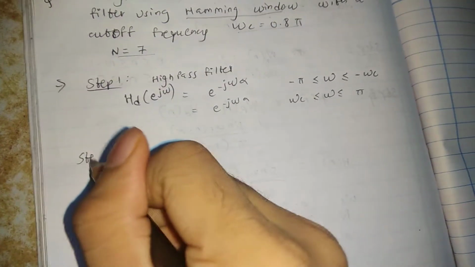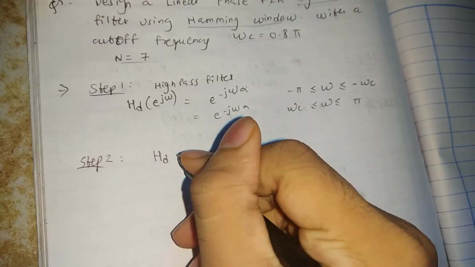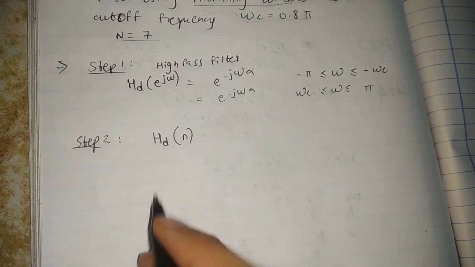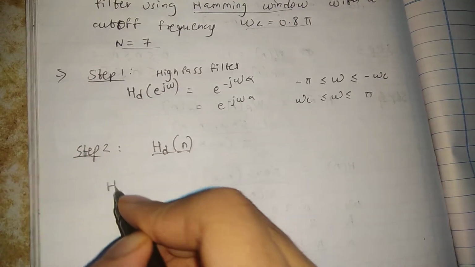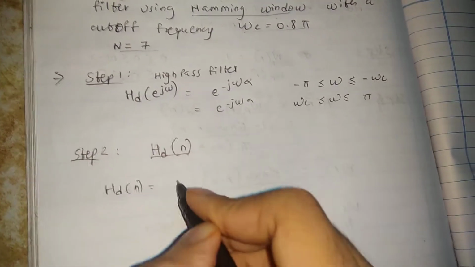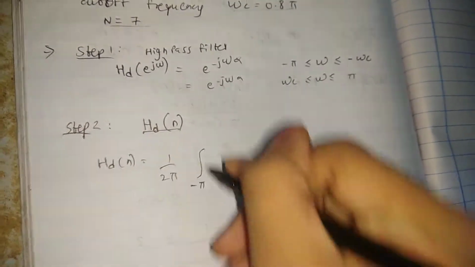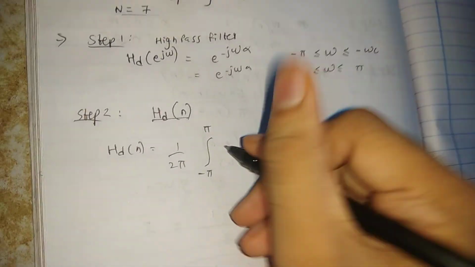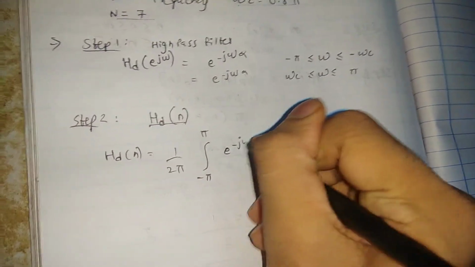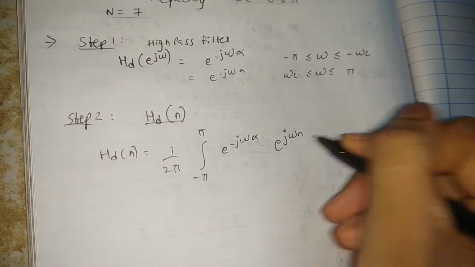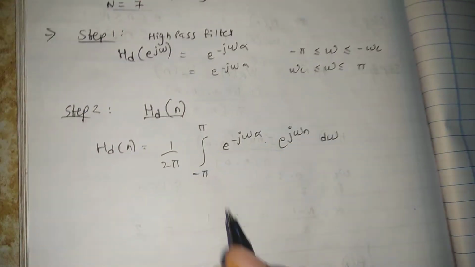Step number 2 is calculation of Hd of n. The formula is Hd of n is 1 upon 2 pi integration from minus pi to pi of e raised to minus j omega alpha multiplied by e raised to j omega n d omega. This is the formula.